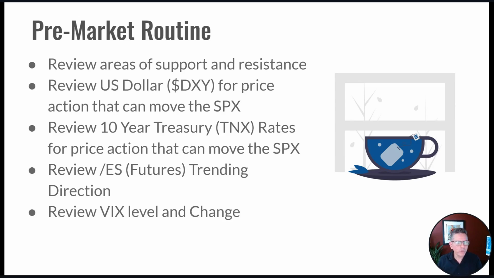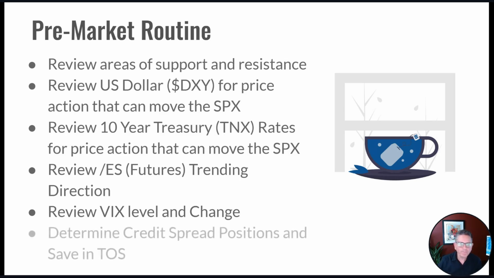When you put on a 0DTE trade and volatility is low, those positions are going to be much closer to the market. If the volatility is much higher, let's say a VIX of 20, those positions are way further out. It's just how the market works. And determine credit positions before you go into the market. That way you'll have an understanding of what positions you're going to put on, and you can put them on very, very quickly.